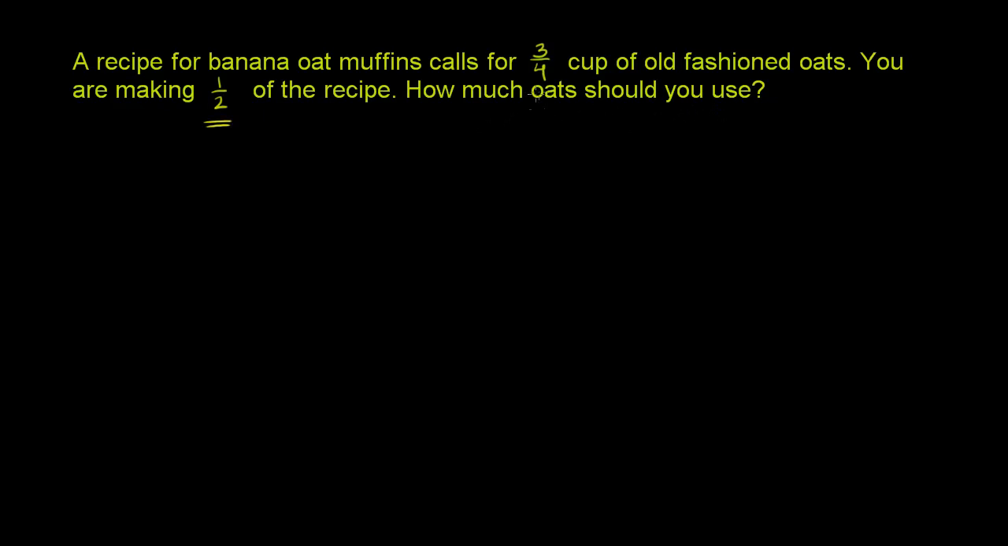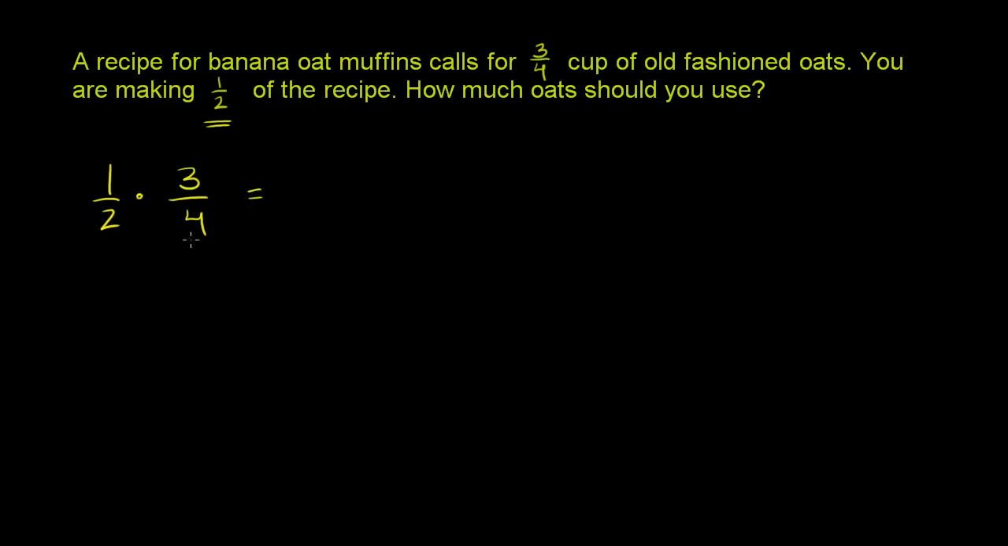So if the whole recipe requires 3/4 of a cup, and you're making half of the recipe, you want half of 3/4, right? You want half of the number of old-fashioned oats as the whole recipe. So you want 1/2 of 3/4. So you just multiply 1/2 times 3/4.